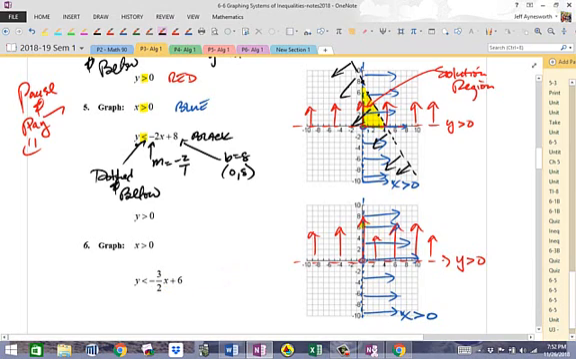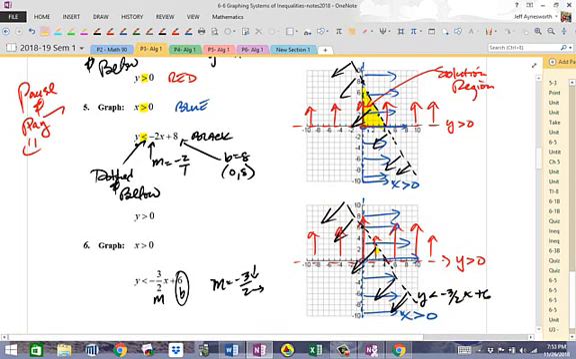Okay, and this one here starts at 6. Y-intercept 6. Slope's negative 3/2. Down 3, right 2. Okay, and it's dotted and below. Once again, like this. So that's y less than negative 3/2 x plus 6. All right, and where do they intersect? It's in this little teeny triangle in here. And that's how you do it, my friends.